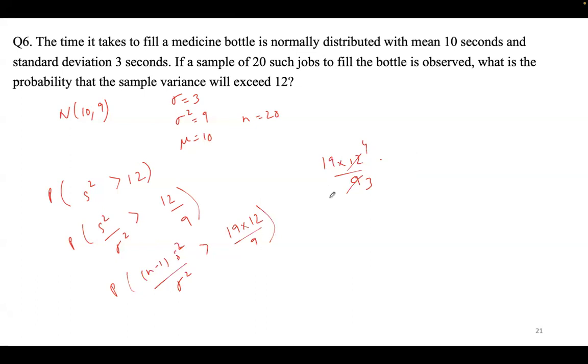And then, so this is going to follow chi-square with 19 degrees of freedom. So again, we're going to use the same formula, PCHISQ, degrees of freedom being 19. And the value that we're looking at is this one. So 19 into 4 by 3. And then you'll get your value.